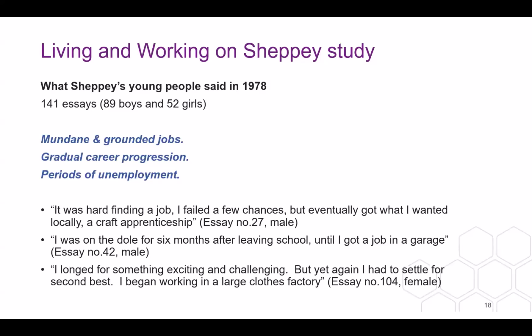You can see here, there's a lot more to be done with these essays, but I'm just highlighting a few key points. There's a lot of themes of realism, possibly pessimism, but definitely realism within these essays. Young people talked about mundane but stable and grounded jobs. They imagined a very gradual career progression if they progressed at all. There were also stories of stagnation and unemployment. And somewhat morbidly, some predicted their own early death or the early death of someone they loved.